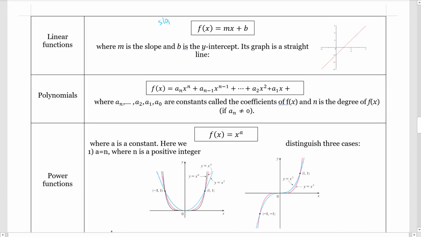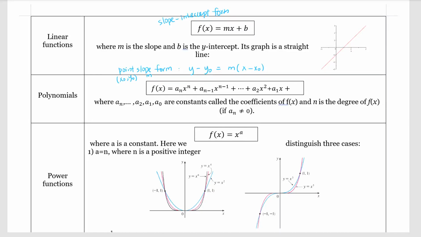In slope-intercept form, m is the slope and b is the y-intercept, and the graph is a straight line. We also have the point-slope form. If we know a point (x0, y0) and we know the slope is m, the point-slope form is y minus y0 equals m times (x minus x0).